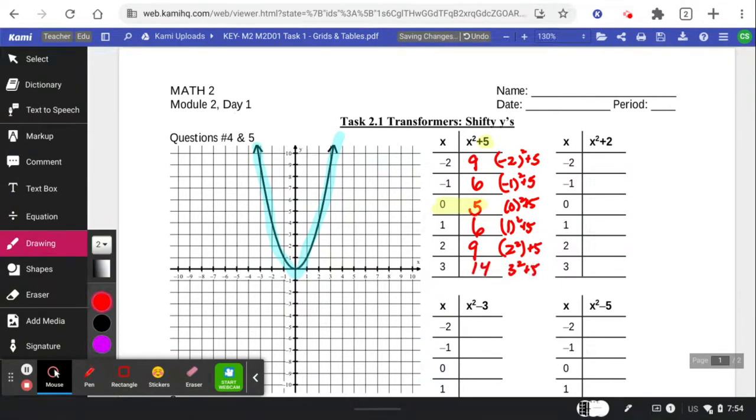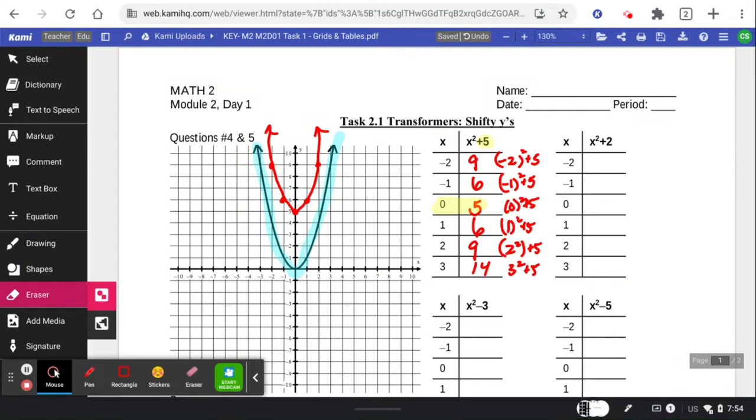Do you see that symmetry that started to occur there? So now we're going to go put that on the graph: negative 2, 9, negative 1, 6, 0, 5, 1, 6, and 2, 9. And so we see that the original parabola was moved up 5 based on the plus 5 at the end. Let's go do the next one.